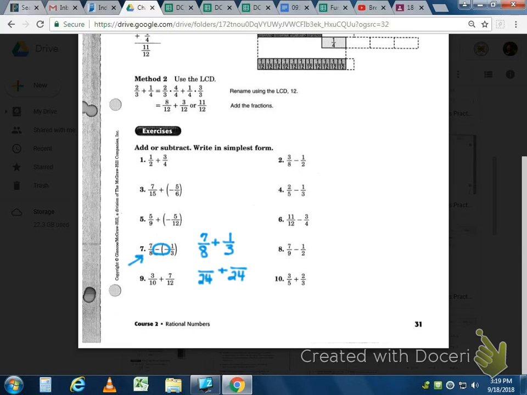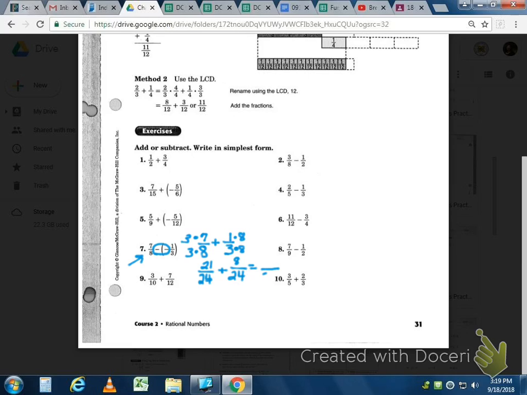This one, there's no choice. You have to multiply the two together. It took 8 times 3 to get to 24. So now we're going to do 7 times 3, which is 21. 3 times 8 is 24. So 1 times 8 is 8. So 21/24 plus 8/24. Okay, we're ready to combine these.